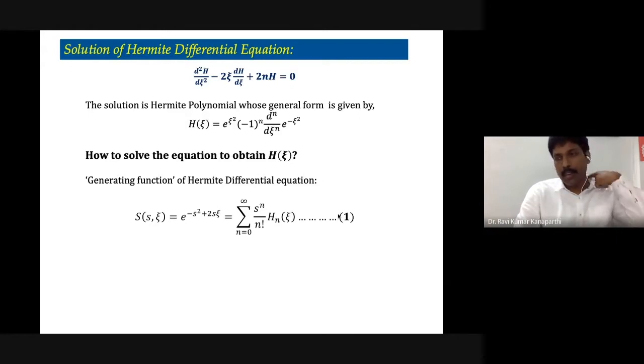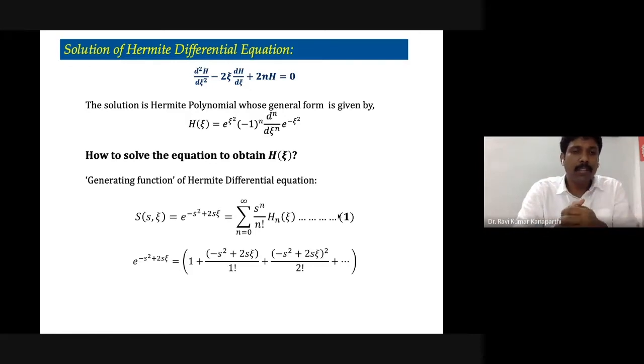Capital S is the generating function, which depends upon two variables, and it is nothing but e to the power minus s square plus 2sz. That is the generating function. As you can see, it is an exponential function. If you expand the exponential function, like e to the power x can be written as 1 plus x to the power 1 by 1 factorial plus x square by 2 factorial plus x cube by 3 factorial, and so on, we can express it that way.